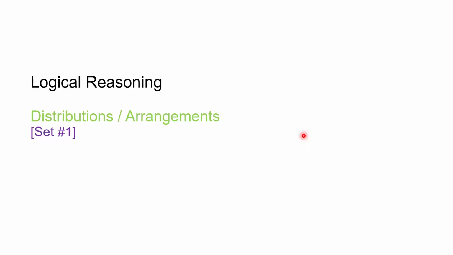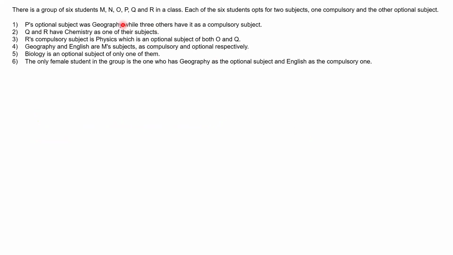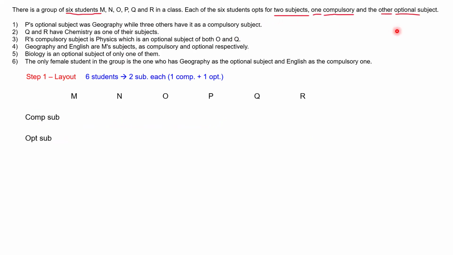Hi everyone. Let's discuss a question on distributions and arrangements in logical reasoning. Here goes a question which is about the distribution of six students. Each will be taking two subjects, one compulsory and the other optional subject.